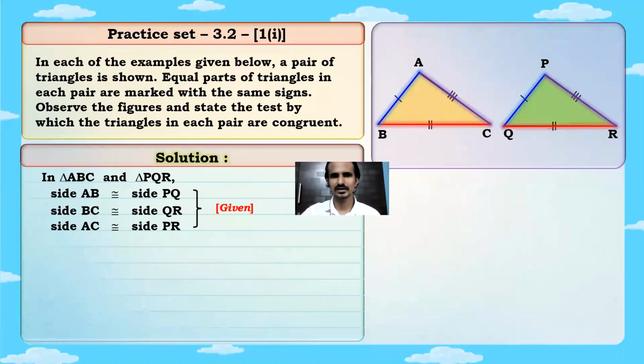Kathan, can you hear me? Therefore, triangle ABC is congruent to triangle PQR. Okay, by which test? SSS test of congruency. Very good, Kathan. Very good. Okay, so see, ये तो simple सा question था. You will get 2 marks for this. For writing this much, you get 2 marks for this. Okay. So this was SSS test.